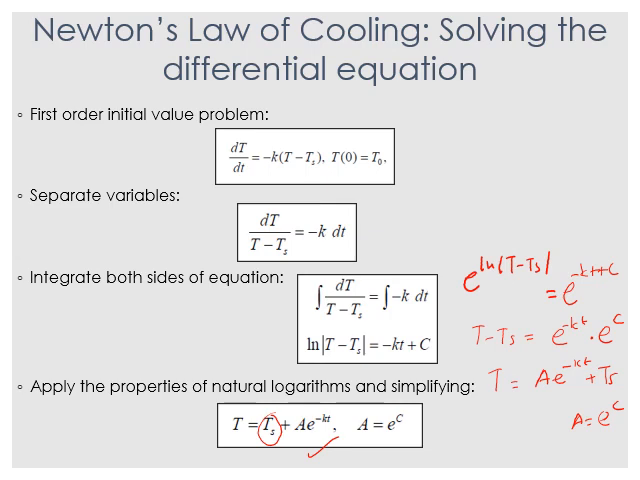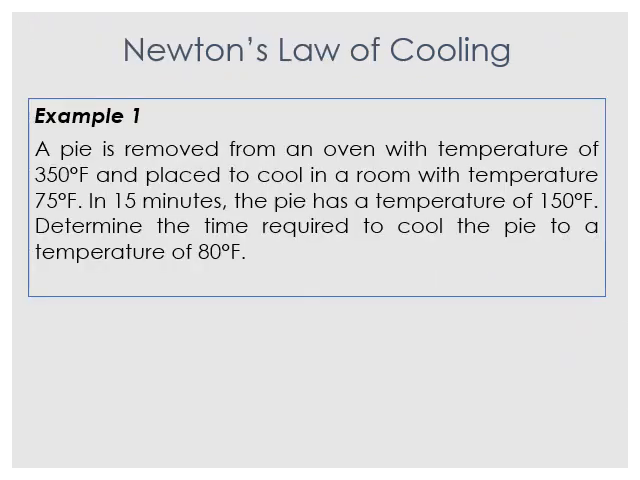Separable equation. So let us take a look at this example. Example 1: a pie is removed from an oven with a temperature of 350 degrees Fahrenheit and placed to cool in a room with temperature 75 degrees Fahrenheit. In 15 minutes, the pie has a temperature of 150 degrees Fahrenheit. Determine the time required to cool the pie to a temperature of 80 degrees Fahrenheit.